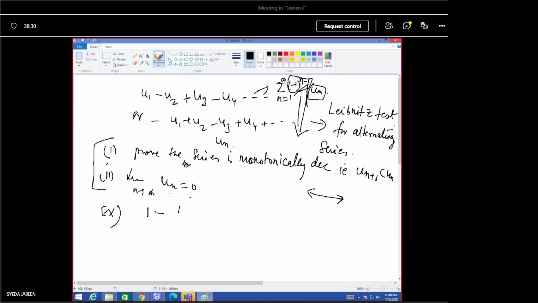Take this series: 1 by square root of 2 plus 1 by square root of 3, and so on. Test the convergence of this series. We write it as the summation from n equal to 1 to infinity of minus 1 to the power n minus 1 into un. We are just taking this in summation form. If you want, you can take plus also, that is not an issue, but we have to make sure that this is alternating.